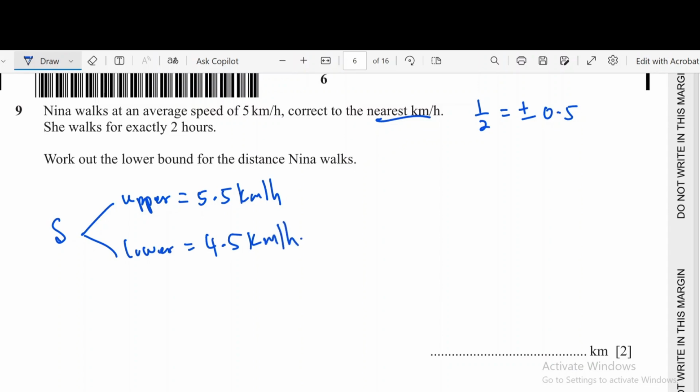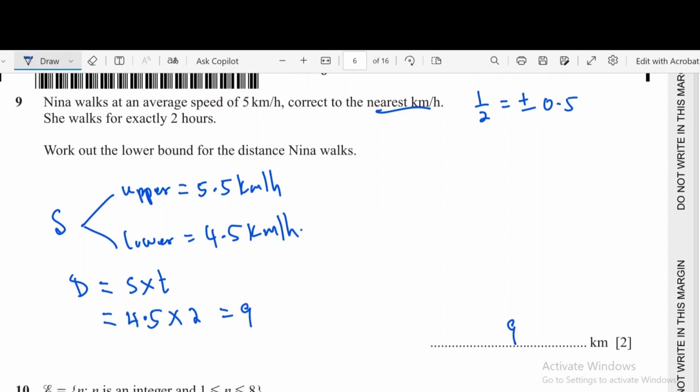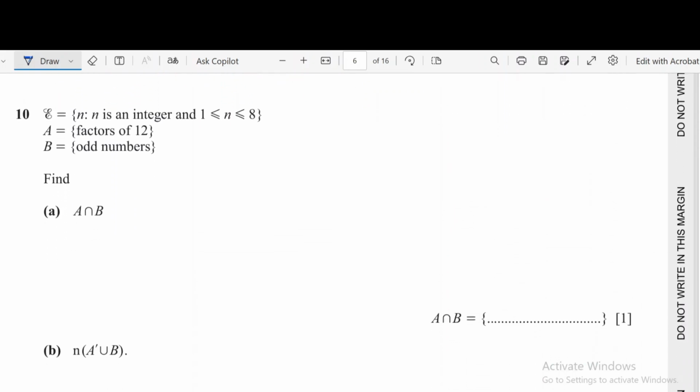Okay, so the time is 2 hours. For the lower bound for the distance, we know that distance equals speed times time. So the lower bound for distance is the lower bound of speed, which is 4.5, times time, 2 hours, and that will give us 9. So 9 kilometers is the lower bound for the distance that Nina walks. So question number 10, we are given universal sets containing integers 1 to 8. So let's get this.